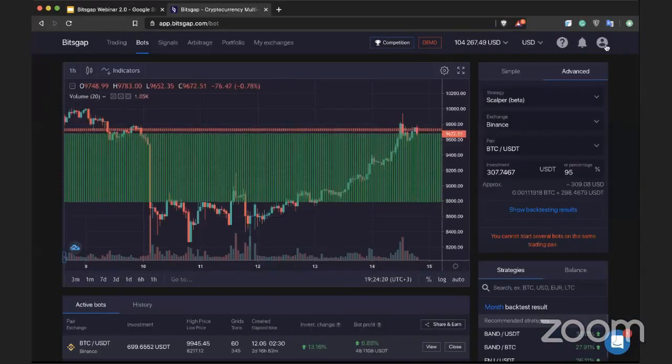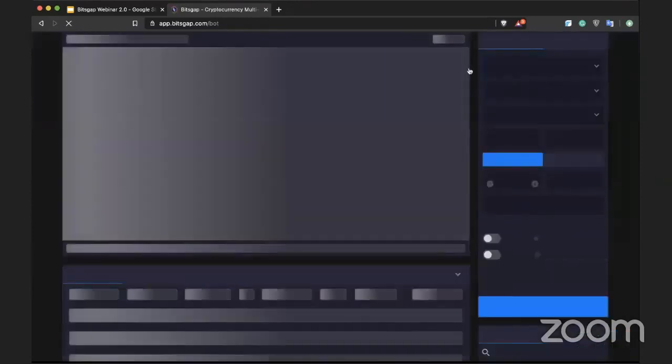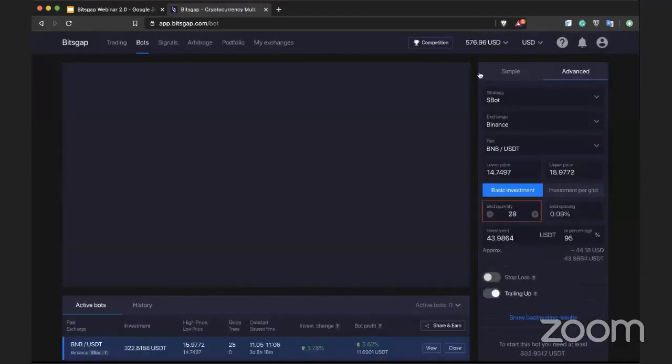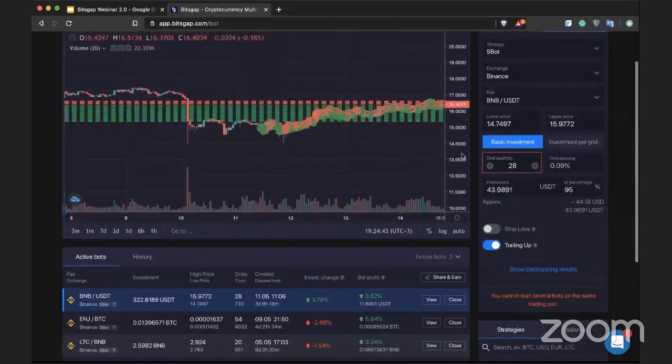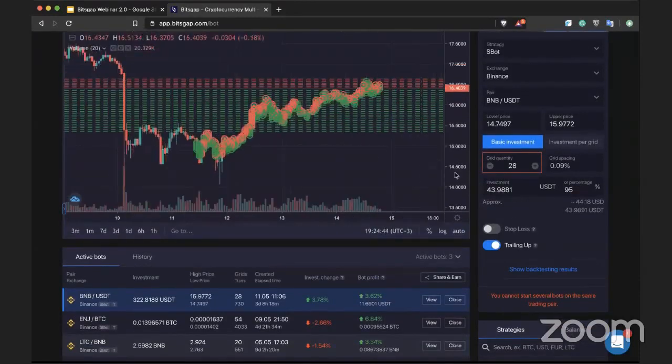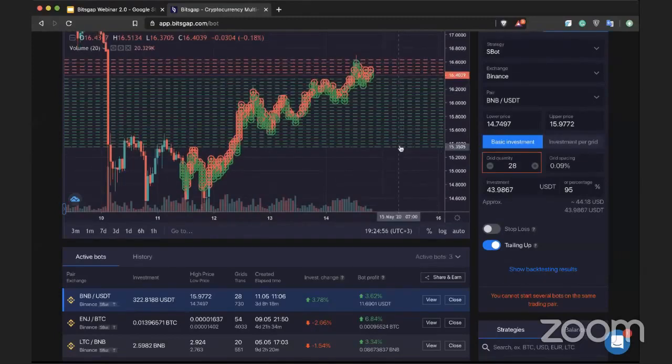So that's the setup that I currently have on my active account. So if I click on the right side here on my avatar, I can switch off the demo mode. And now I can see my real account. And as you can see, I have BNB trading to USDT here. And with the current setup, you see I have 4, or actually 5, sell limit orders and 23, I guess, buy limit orders.